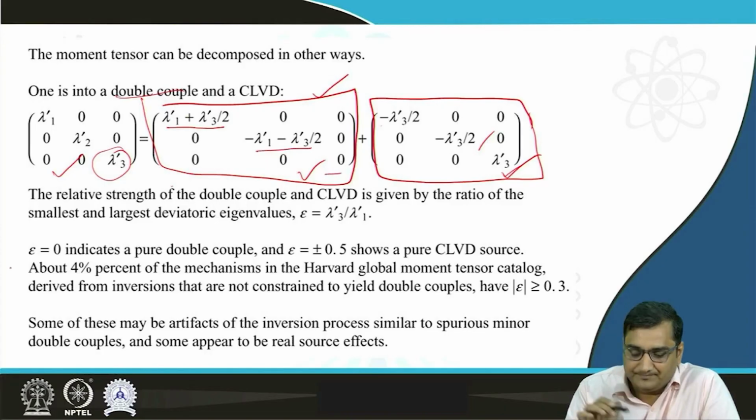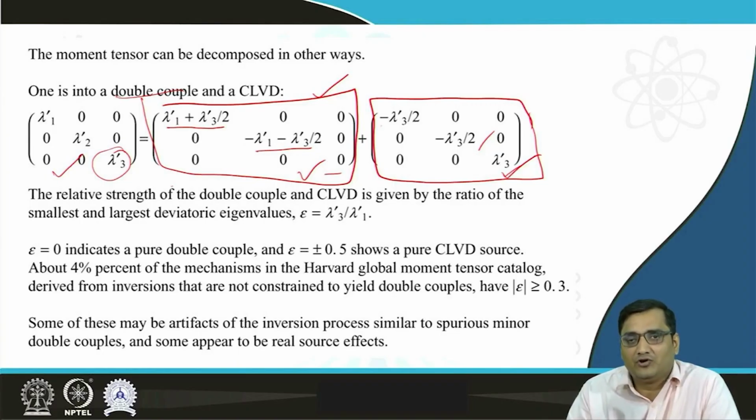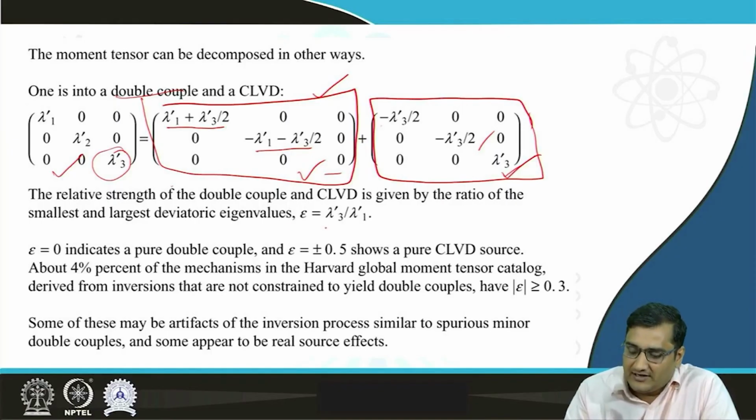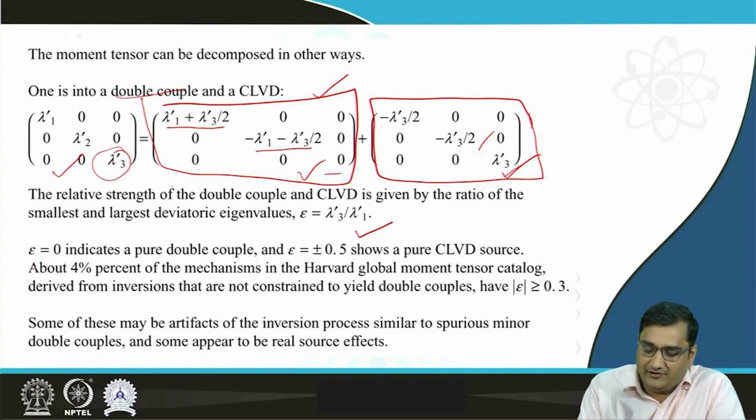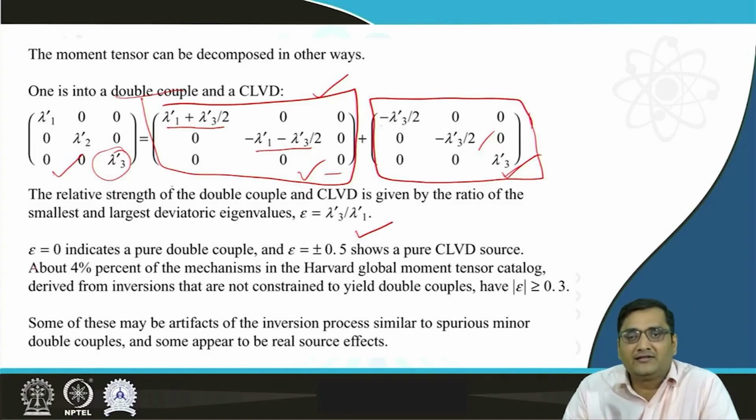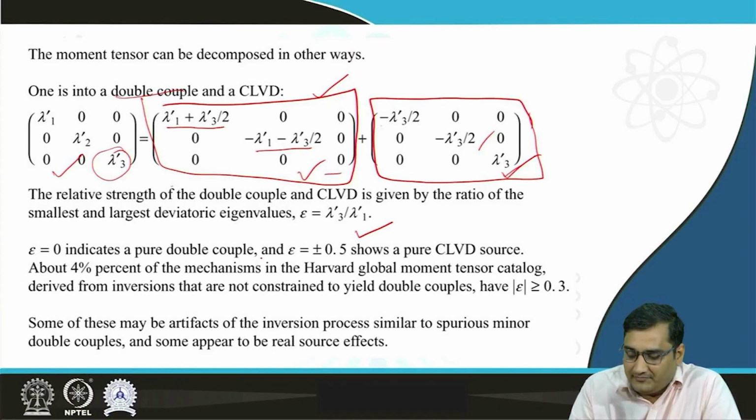The relative strength of the double couple and the CLVD is given by the ratio of the smallest and the largest deviatoric eigenvalues, that is epsilon, which is equal to lambda 3 dash by lambda 1 dash. Epsilon, if it is 0, indicates a pure double couple. If it is plus or minus 0.5, that indicates a pure CLVD source.